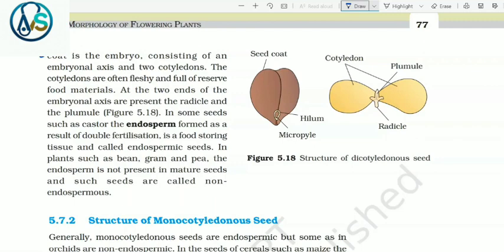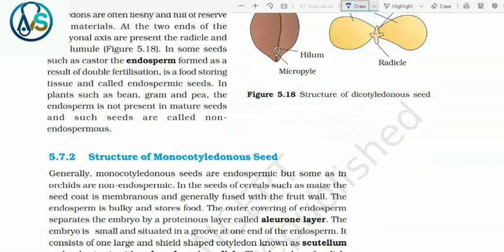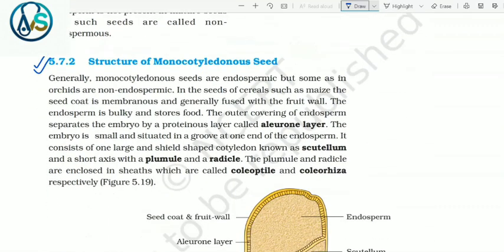In some seeds such as castor, the endosperm formed as a result of double fertilization is a food storing tissue and called endospermic seeds. In plants such as bean, gram and pea, the endosperm is not present in mature seeds and such seeds are called non-endospermous. 5.7.2 Structure of a monocotyledonous seed. Generally, monocotyledonous seeds are endospermic, but some, as in orchids, are non-endospermic.